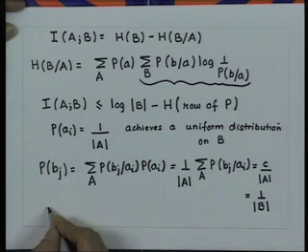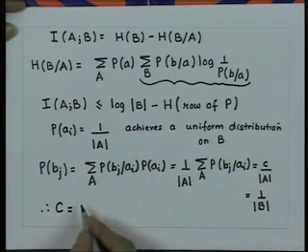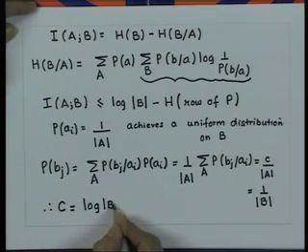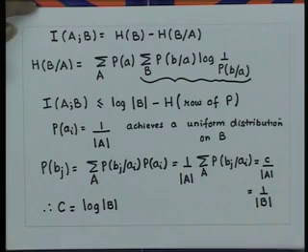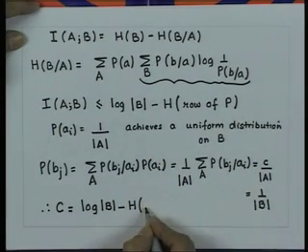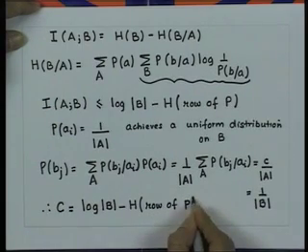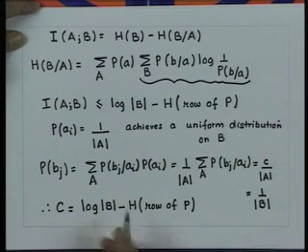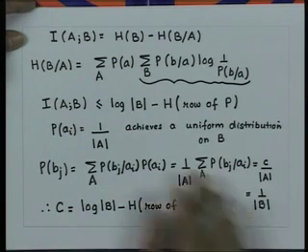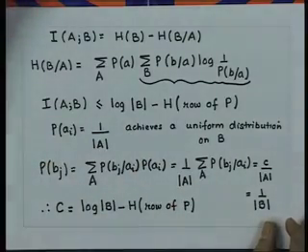So, therefore, the capacity for a weakly symmetric channel is equal to log of mod B, where mod B denotes the size of the output alphabet, minus H of a row of channel matrix P, and this capacity is achieved for the input distribution which is uniform.